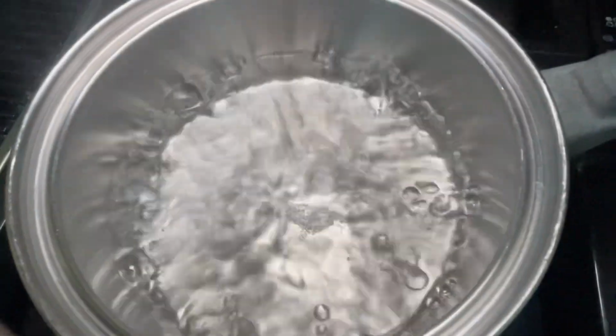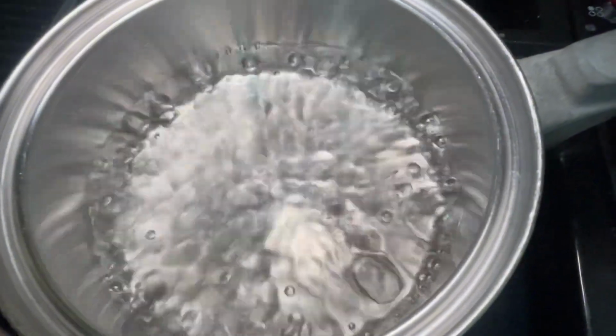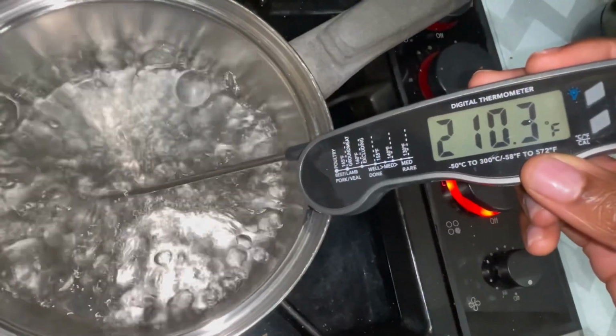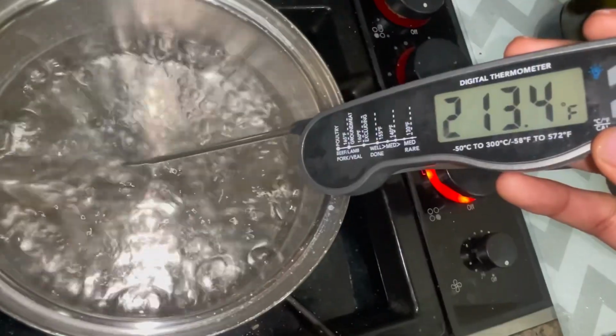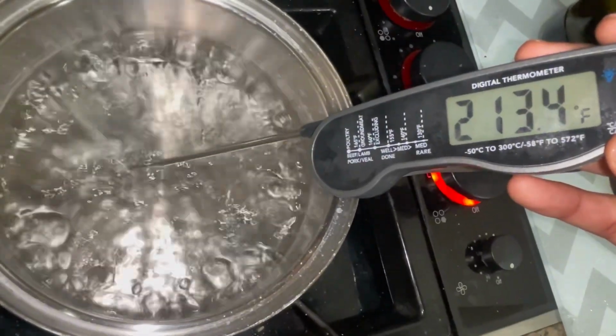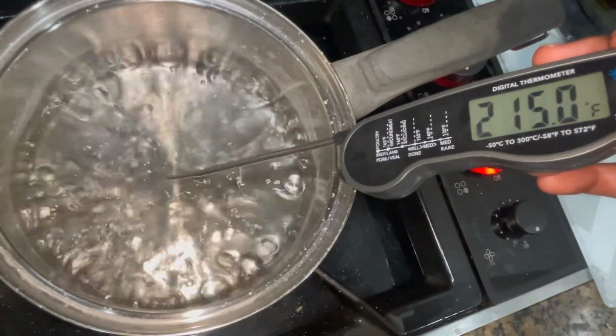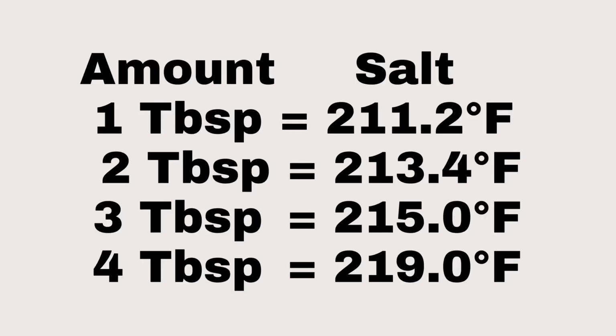I have 2 cups of water boiling and it read at 210.3. I added 1 tablespoon of salt and the temperature went to 211.2. This happens because salt separates into ions and reduces the water's vapor pressure, which raises the boiling point due to water molecules requiring more energy to release into the atmosphere. As you can see from the results, the temperature continued to rise.